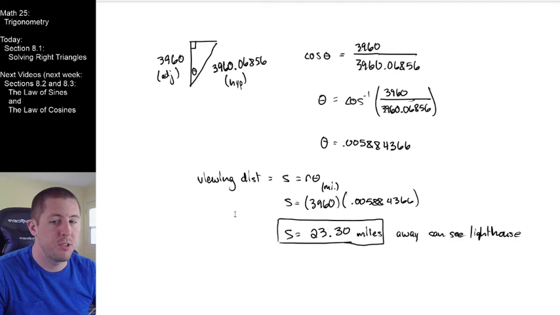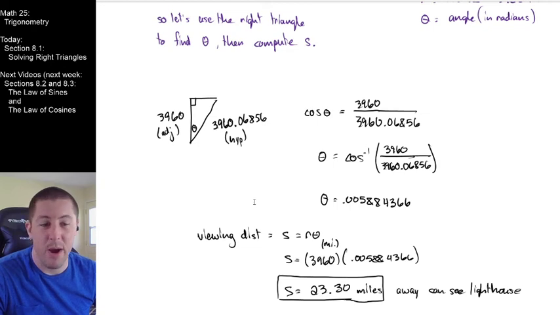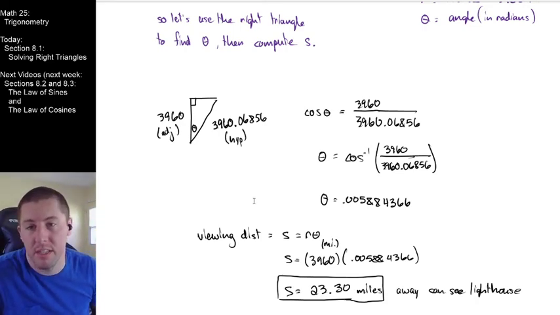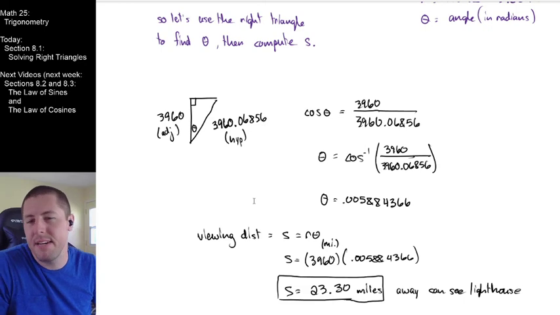So I'm sure you're going to see some application problems that look vaguely like this in your homework. Now you've seen an example that looks like this. As promised, section 8.1 is quite a bit easier, I think, than section 7.8. I'm going to see you guys next week for 8.2 and 8.3. They're very closely related to one another, the law of sines and the law of cosines. It's going to be a little bit tougher than today, but not by a ton.